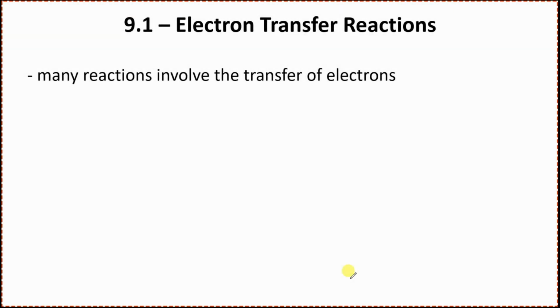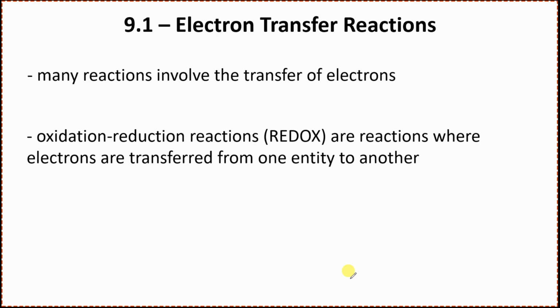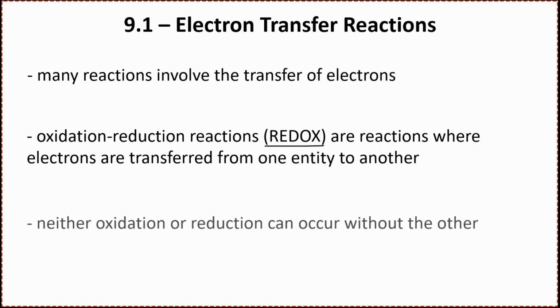Transfer reactions. Many reactions involve the transfer of electrons. Oxidation-reduction reactions, or redox, which is the short form here, are reactions where electrons are transferred from one entity to another. Neither oxidation nor reduction can occur without the other. They have to happen in unison. That means together.